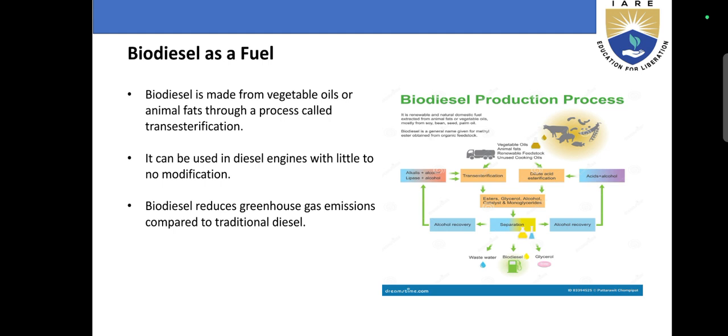Biodiesel production process. Biodiesel is made from vegetable oils or animal fats through a process called transesterification. It is used in diesel engines with no modification to vehicles. It reduces greenhouse gas emissions compared to traditional diesel.